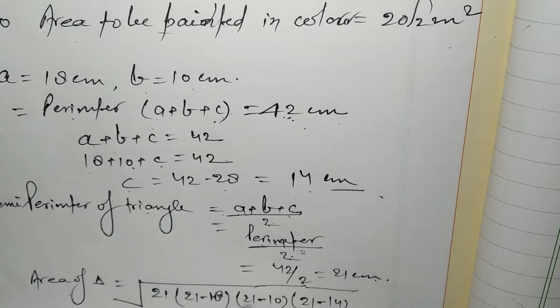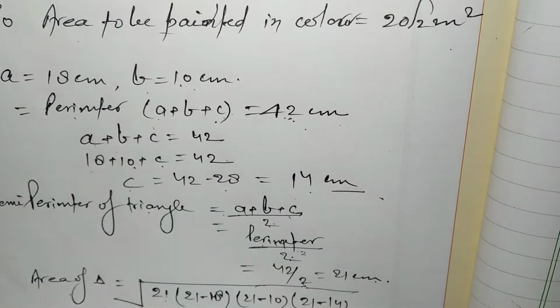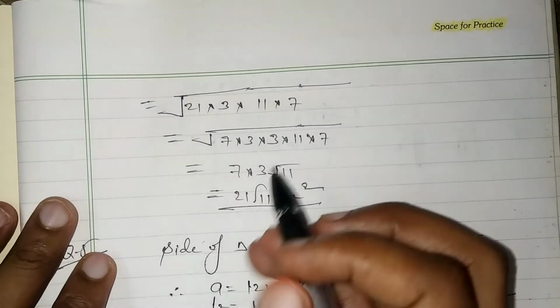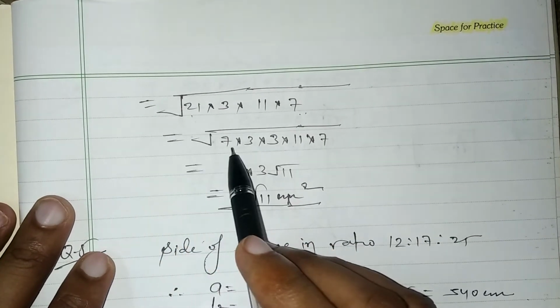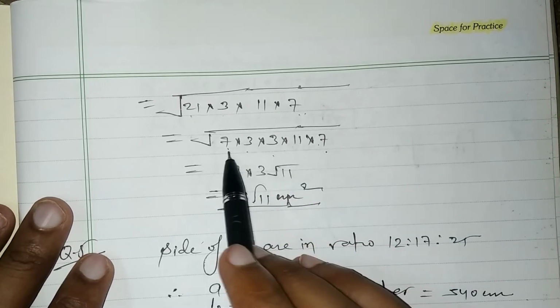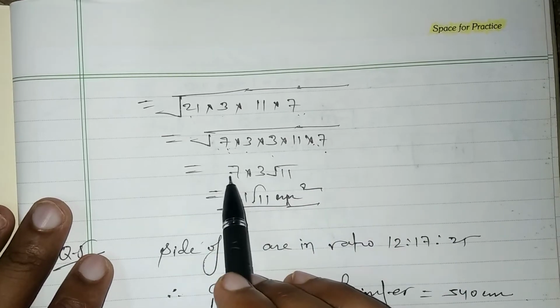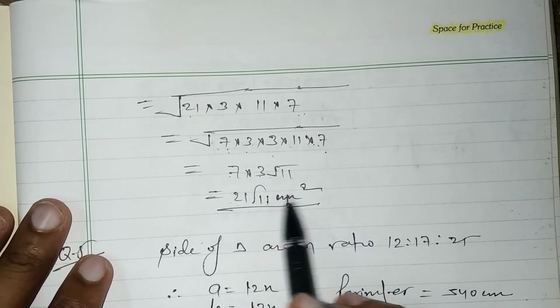Area of triangle is under root s(s minus a)(s minus b)(s minus c). Put the value of s, 21, s minus a, 18, s minus b, 10, s minus c, the value of c is 14. So you just simplify it, you will get this, and then you will have to factorize it for getting the square root. So 21 can be written like 7 into 3, and these other numbers are as they are, I have written here. 7 is common, 7 is coming 2 times, so a pair of 7 will come out as 7 and 3 will come out as 3, under root 11. 21 under root 11 will be your answer.